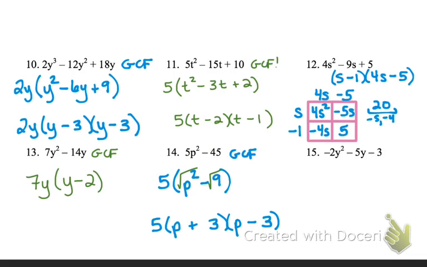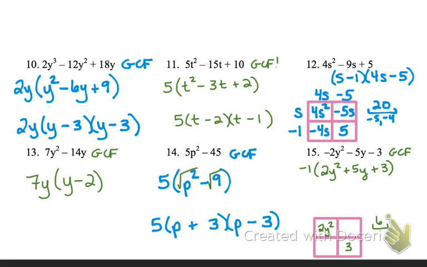Now number 15, we have everything's negative. Now in order to use the box method, we want a positive square term, so I'm going to factor out a negative 1 from everything. So what I put in the box method is all positive. Again, our leading coefficient's 2, so we do have to use the box method. 2y squared in the top left, 3 in the bottom right.